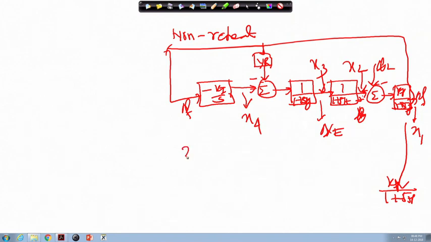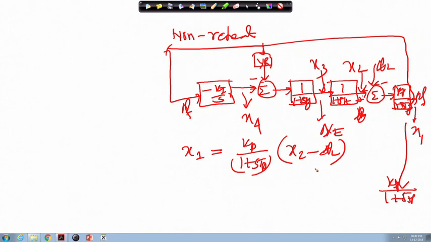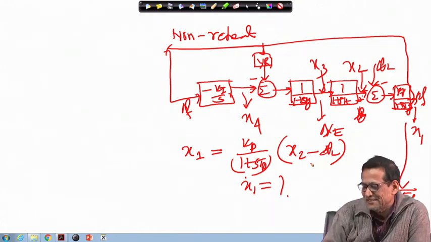Say x1 is equal to Kp upon 1 plus sTp, in bracket, this is x2 minus delta PL, right. So from here you find out the equation of x1 dot. It is difficult to accommodate all these things here, so please write down what x1 dot is, cross multiply and simplify. We have already seen that.